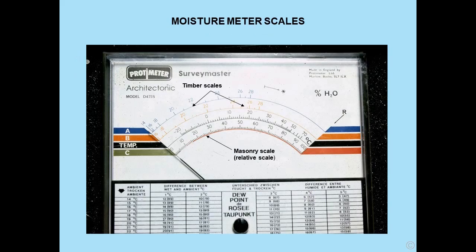Moisture meter scales. All meters have them. This is quite an old meter, about 40 plus years old, and we can see the scales. There are two timber scales at the top and a masonry scale, or rather a relative scale, along the bottom. That particular one is calibrated from 0 to 100. Anything over 15-16% full scale deflection is covered in red, which suggests in this case it could be a problem.